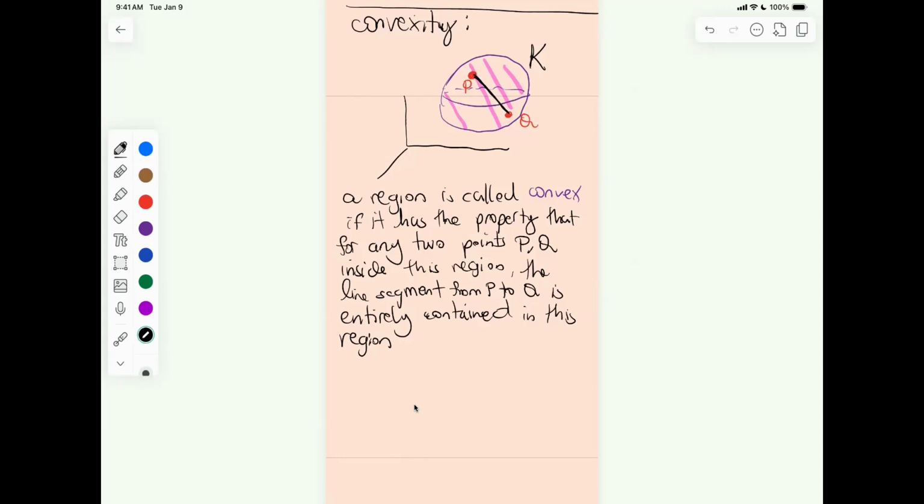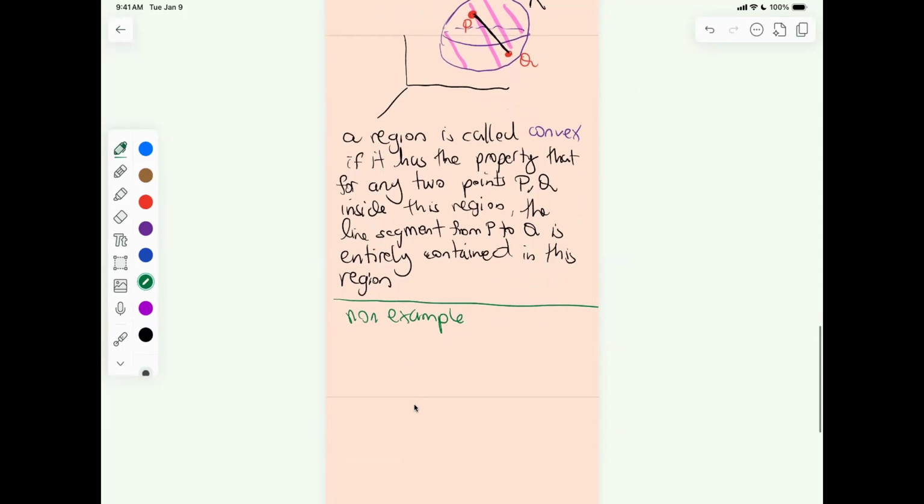Okay, so let me try. It's always easy to do examples and non-examples to see what's going on. It's easier to start with a non-example. So here's a non-example of what I just said. Take the plane, let's take the XY plane.